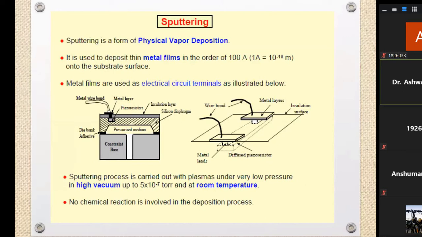So the metallic films are required to conduct electricity from a signal generator in a sensor, or for the supply of electricity to an actuator. The sputtering process is carried out with plasma under very low pressure. In this chapter, we will see what sputtering is. Sputtering is a very simple way, a physical vapor deposition method, and the need is just to deposit metal films. There is no chemical reaction involved in this process.